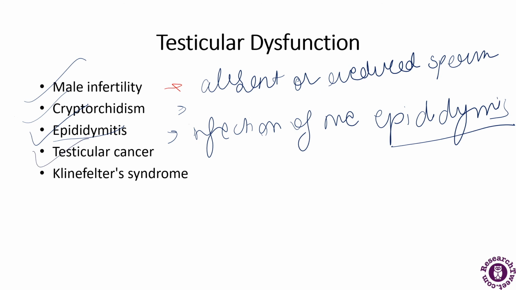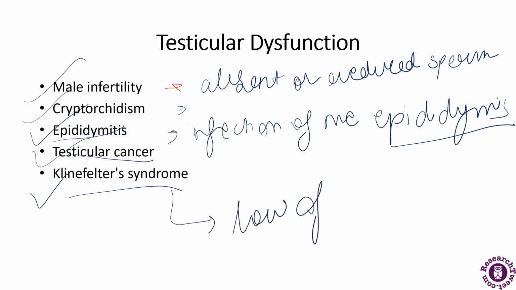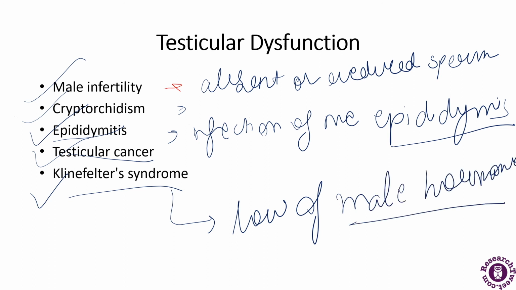Next is testicular cancer. It is the abnormal growth of cells within the testes. The growth can disrupt the normal function of one or both testes, and it is most common in young men. Urgent medical treatment is required. Then there is Klinefelter syndrome, a genetic condition which stops the testes from developing normally. As a result, low levels of the male hormone testosterone are produced and released.